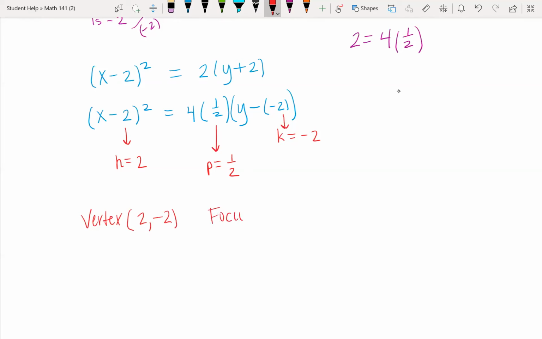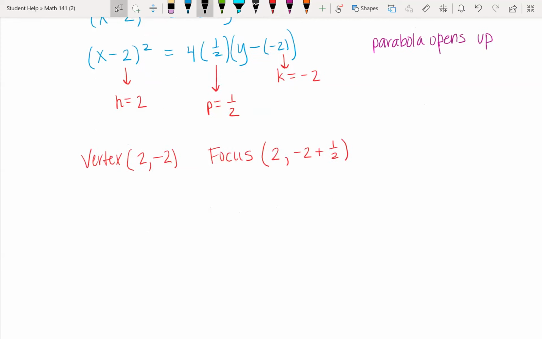The focus is going to be, this graph is opening up, right? This parabola opens up. I know this because it's x squared, which is always up or down, and p is a positive number, so that means we're opening up. The focus point is going to be 1/2 up from the vertex. So to go up, it's in the direction of y. So the x term will stay the same, but I'm going to take that -2 and add 1/2 to move up.